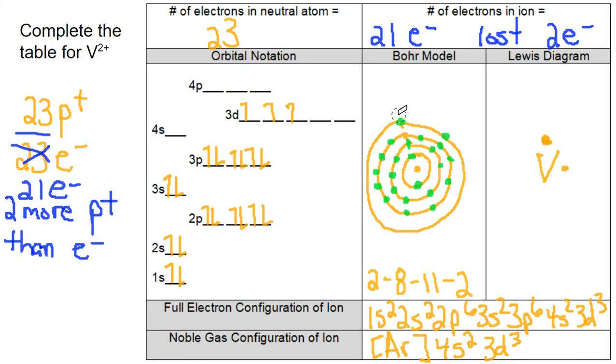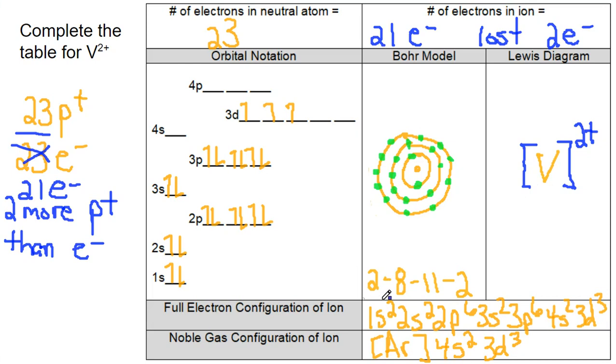Okay, so we need to come to our Bohr model and erase those 2 electrons. Go ahead and erase that entire shell because it's no longer occupied by electrons. And then all of the inner layers are what's left. For the Lewis diagram, we'll go ahead and remove those 2 valence electrons that were drawn because those were lost. We'll put brackets around the symbol and indicate that the charge is 2 positive.